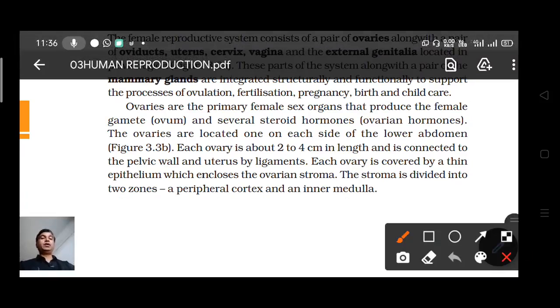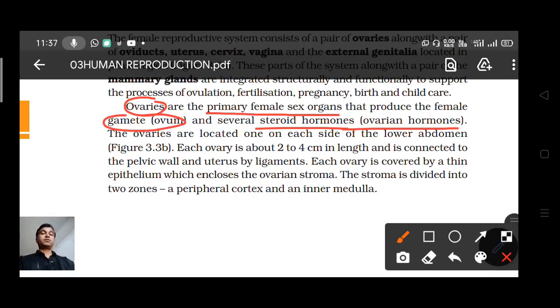The ovaries are the primary sex organ. In male, the testis is a primary sex organ. What is the main function of a primary sex organ? It produces the gametes and hormones. In the testis, sperms are produced, and androgen or testosterone is produced in the testis only. The ovary produces the female gamete, that is the ovum, plus steroidal hormones, meaning ovarian hormones, which include estrogen and progesterone. Estrogen is produced from the follicular cells. Progesterone is produced from the corpus luteum.